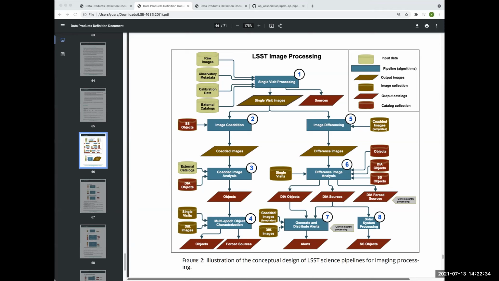If I understand properly, that threshold is only applied for the alert stream. That's correct, yeah, right? The 5 sigma threshold is to generate an alert, but for the data releases, everything will be included. Okay, so maybe I misunderstood that. Good.